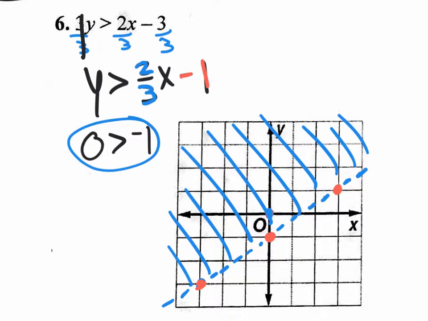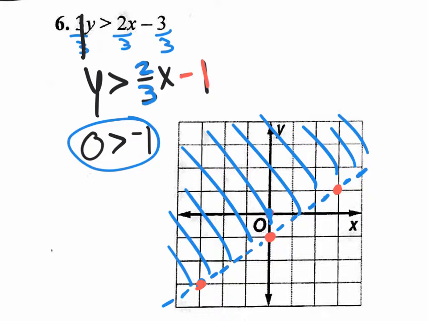What do you guys think? Now I want you to test the point 0, 0 always, unless your line crosses through 0, 0, then I would like you to test a different point. However, there is a shortcut. I think it's time for me to explain the shortcut to you.